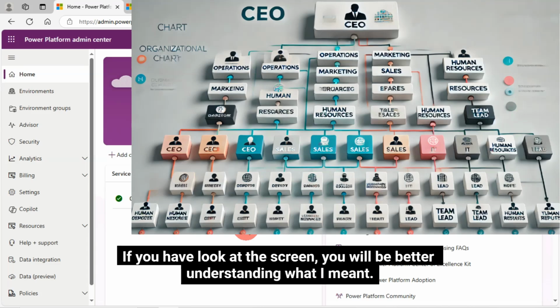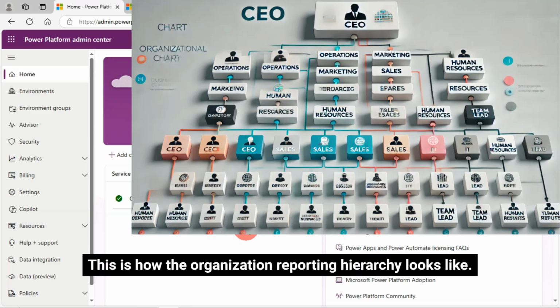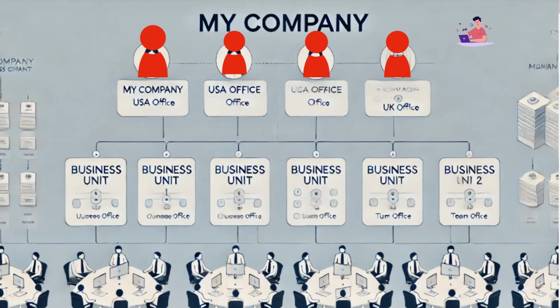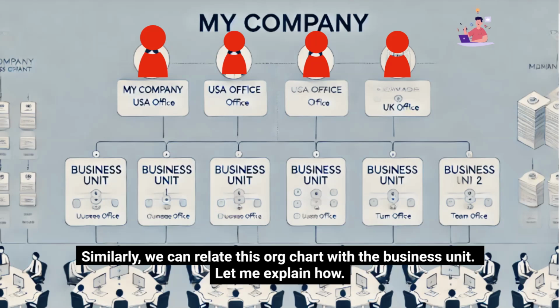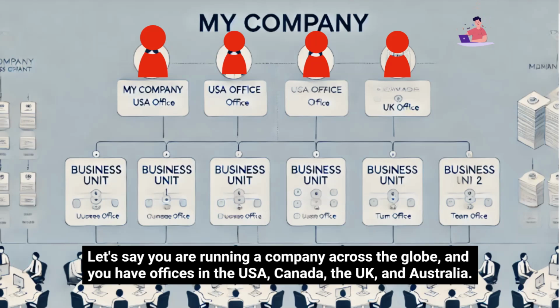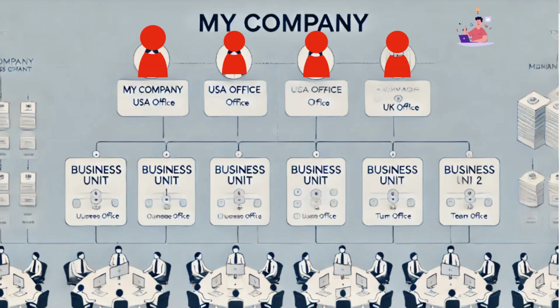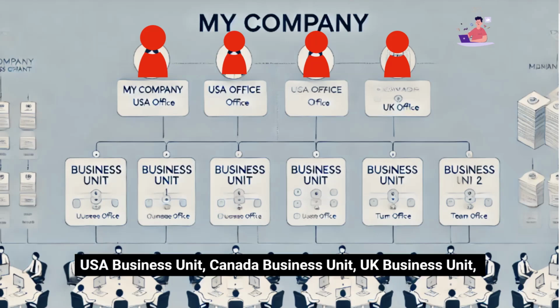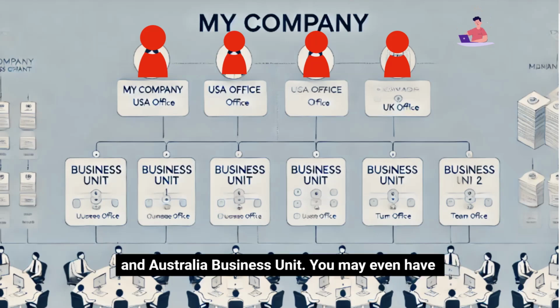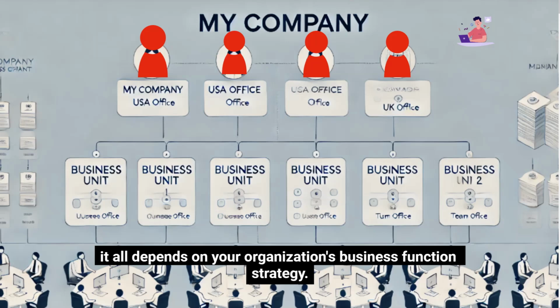If you have a look at the screen, you will better understand what I meant. This is how the organization reporting hierarchy looks. Similarly, we can relate this org chart with the business unit. Let me explain how. Let's say you are running a company across the globe, and you have offices in the USA, Canada, the UK, and Australia. You may create country-specific business units like the USA Business Unit, Canada Business Unit, UK Business Unit, and Australia Business Unit. You may even have multiple business units for the same country. It all depends on your organization's business function strategy.